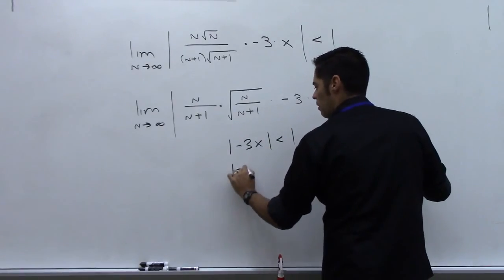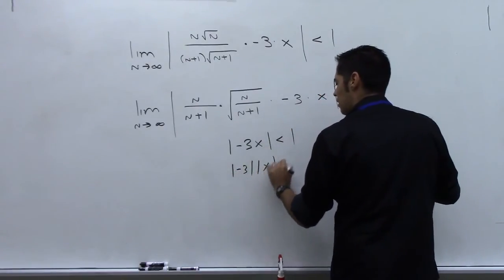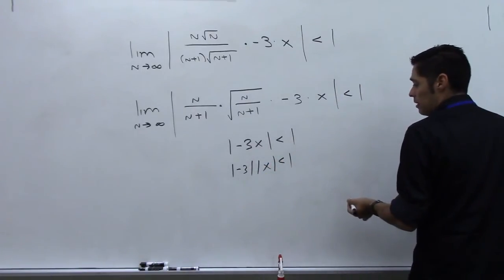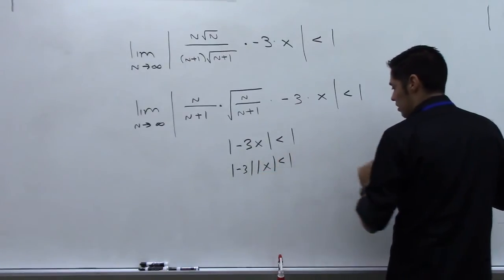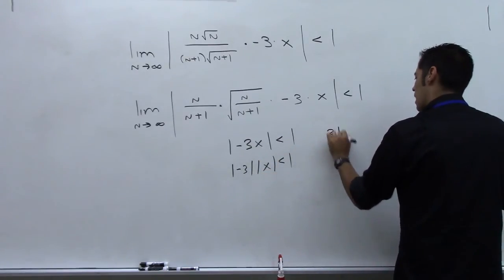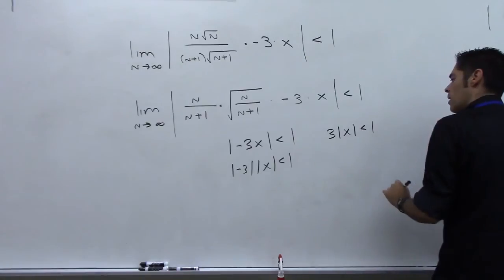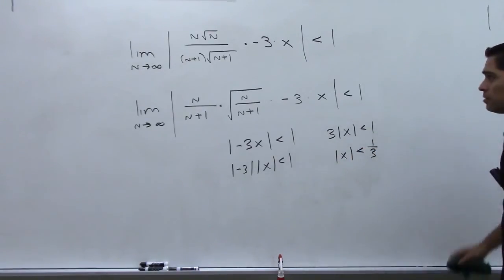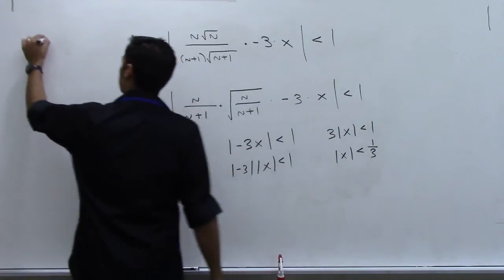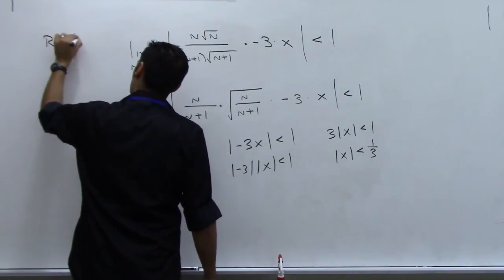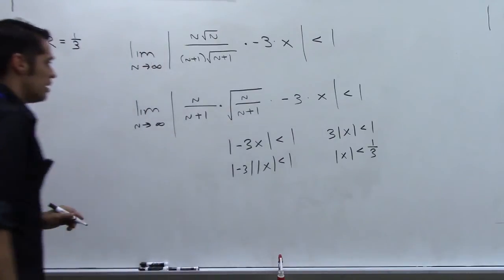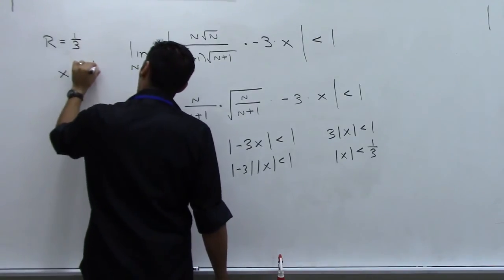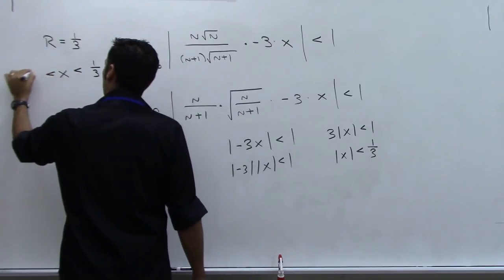Then I pull the negative 3 away from the x using properties of absolute values. The absolute value of negative 3 is just 3. So this is really 3 times the absolute value of x less than 1, which means that the absolute value of x is less than 1/3. So my radius of convergence is 1/3. And now I need to check my interval. So far my interval is x must be less than 1/3 and greater than negative 1/3.